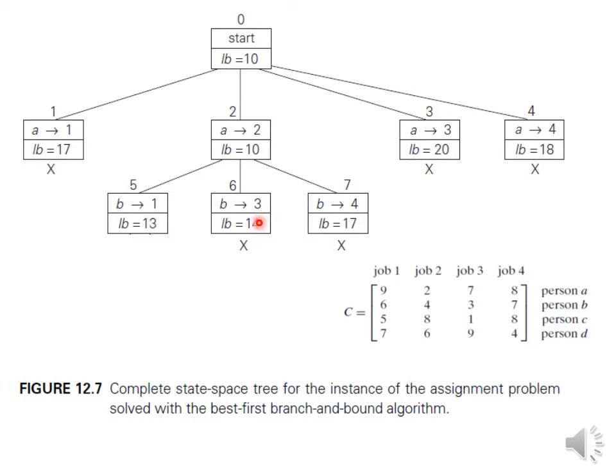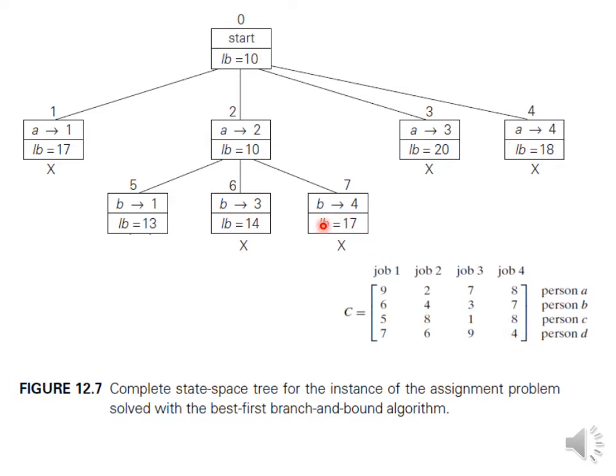Similarly, how is this lower bound 14? It is nothing but job 2 is assigned to A. Now job 3 is assigned to B. For C, now we can consider the first column as well as the 4th column. Find out the minimum. 5 and 8, the minimum is 5. Then for person D, it is job 4 and job 1, the minimum of 7 and 4, it is 4. So it is 2 plus 3, that is 5, plus 5 plus 4, it is 14.